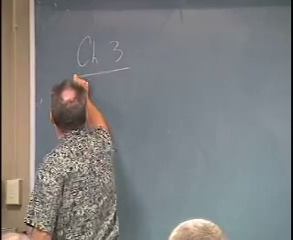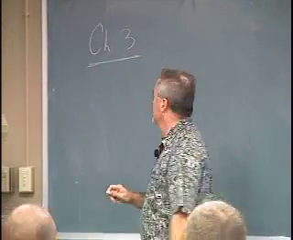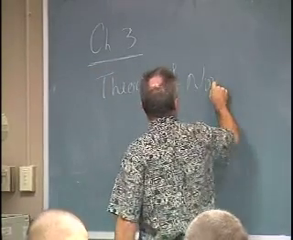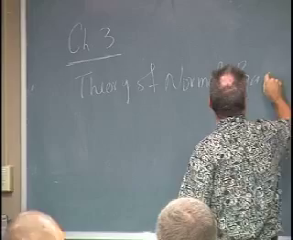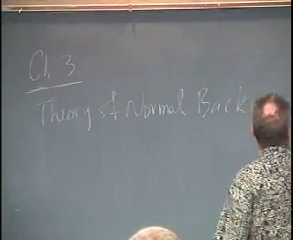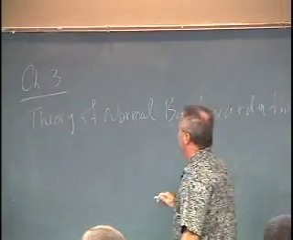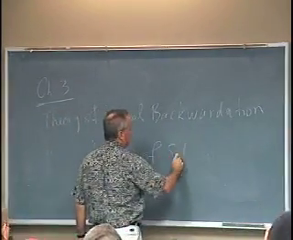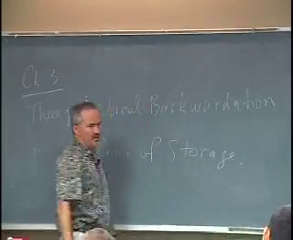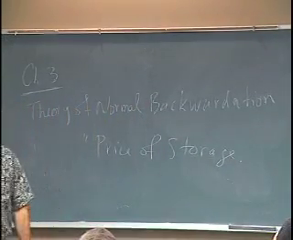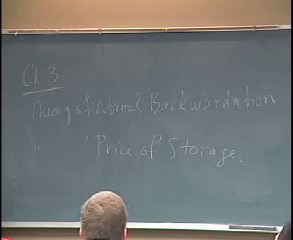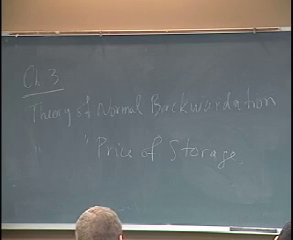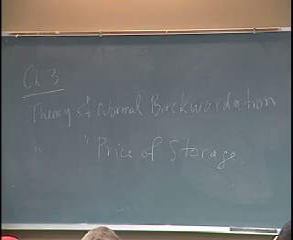So today we want to talk about the theory of intertemporal prices. We want to talk about the theory of normal backwardation and the theory of price of storage. These are essentially the two main conceptual models that explain how prices for different delivery months are related, and in turn how they are related to the spot price.